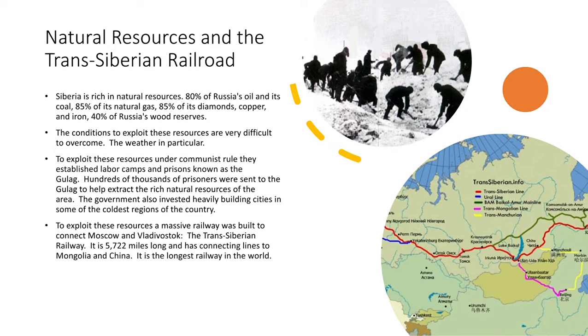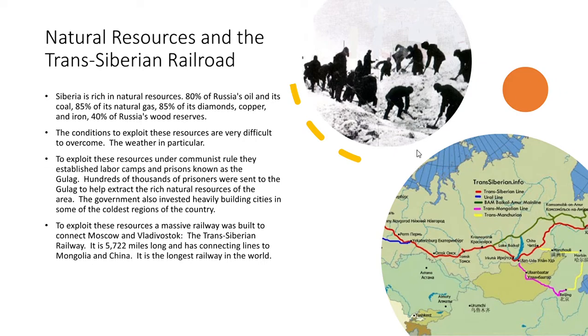All right, now we're going to talk a little bit about the natural resources of Siberia and how they're exploited. Siberia is a very difficult place because of the weather, because of the cold, because of the swamps, because of all of these things, and yet it is rich in natural resources. It contains over 80% of Russia's oil, and its coal is found in Siberia. 85% of Russia's natural gas, one of its greatest resources, is found in Siberia. There are also diamond mines and copper and iron, and 85% of those resources are found in Siberia. And it is 40% of Russia's wood reserves. All those giant taiga forests contain extraordinary amounts of usable wood for timber and for lumber. And yet, it is very difficult to exploit these things because of the difficult conditions and the weather in particular.